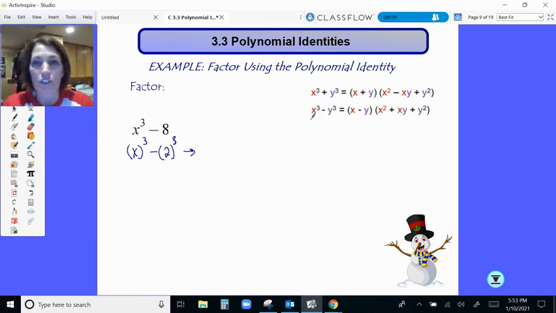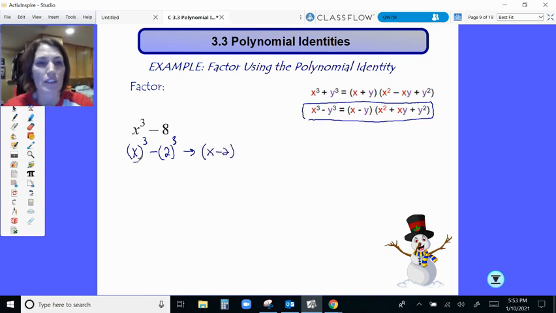This is a minus, so it's going to be this one right here. I'm going to use this form right here: x cubed minus y cubed. So it's going to be x minus y, so we're going to do x minus 2. We're just going to take whatever the root is, x minus 2, times, and now we're going to go x squared. So whatever the root is squared, opposite sign, so plus, and then x times 2. And then that last one's always plus, and whatever this number is, 2 squared.